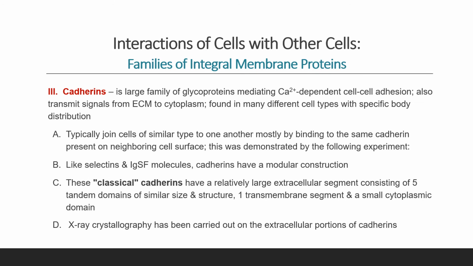Next, we have the cadherins. This is a large family of glycoproteins mediating calcium-dependent cell-to-cell adhesion. Also, they transmit signals from the ECM to the cytoplasm and are found in many different cell types with specific body distribution. So typically, they join cells of similar type to one another, mostly by binding the same cadherin present on the neighboring cell surface. This was demonstrated by the following experiment.